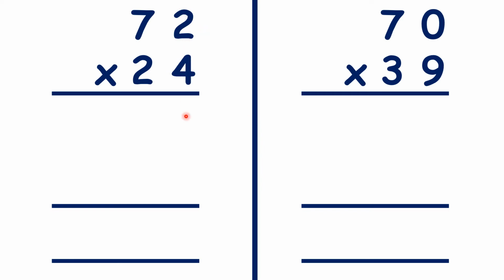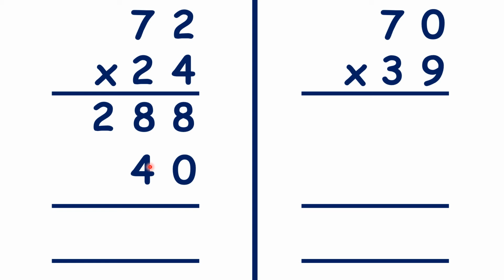2 times 4 is 8, 7 times 4 is 28. Now a 0 in our units because in this line we're multiplying by a tens digit. 2 times 2 is 4, 7 times 2 is 14. And then we add up our totals to get our answer.